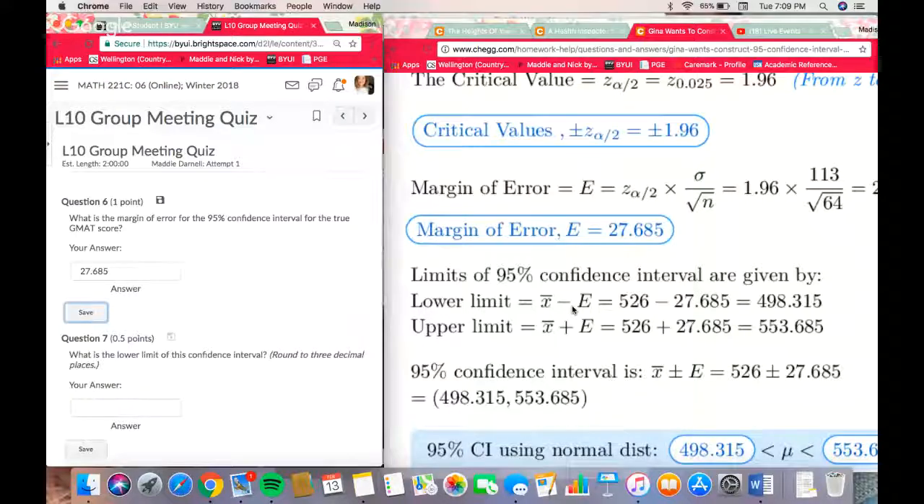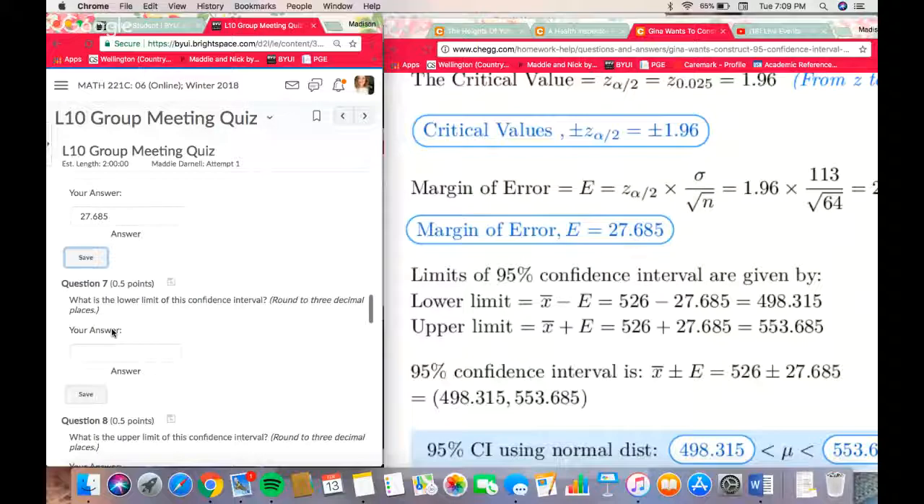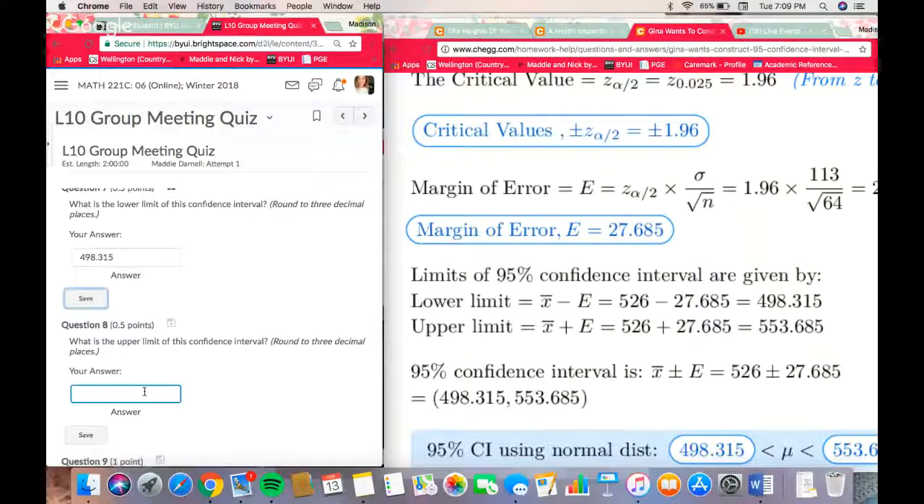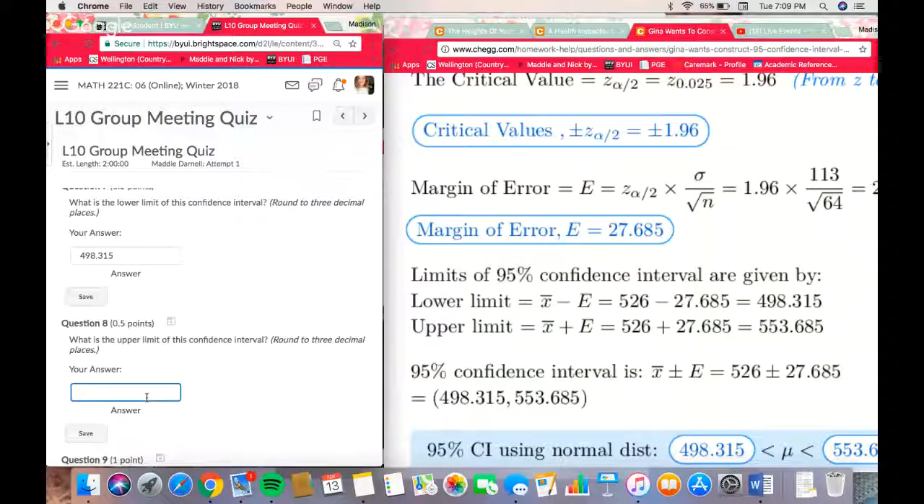Yeah. Because then it's just x minus e equals 526 minus 27.685. So that means the lower limit is 498.315. The upper limit is 553.685. And it's on my screen. I don't know if you can see that at all. Okay. Yeah, I can. I just moved it over. Okay. And then 553.685 is going to be the upper limit. Yeah.